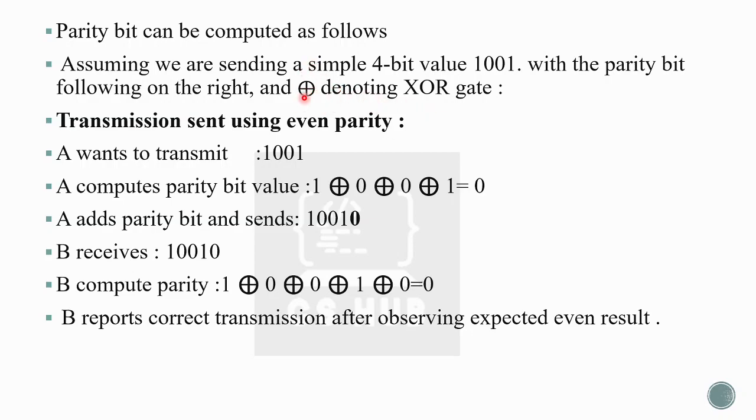This is not an XOR gate. Okay, the transmission is sent using even parity. We are considering the even parity scheme. Suppose A wants to transmit 1001, right?